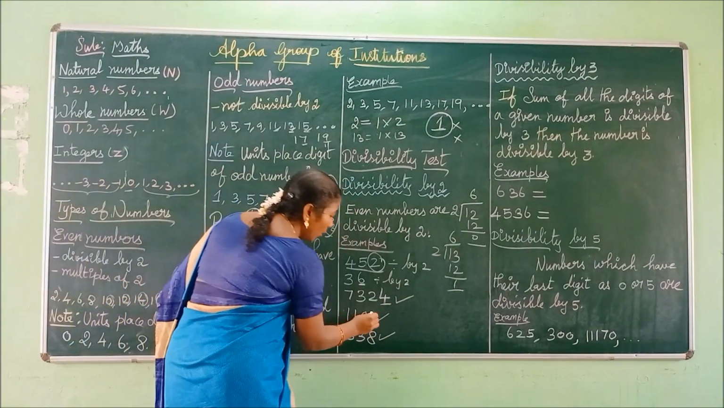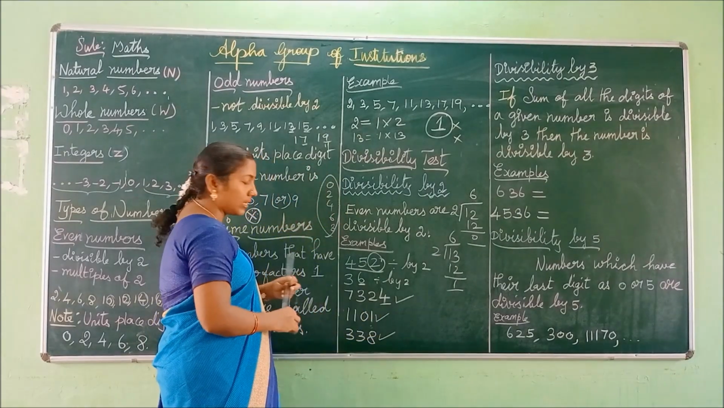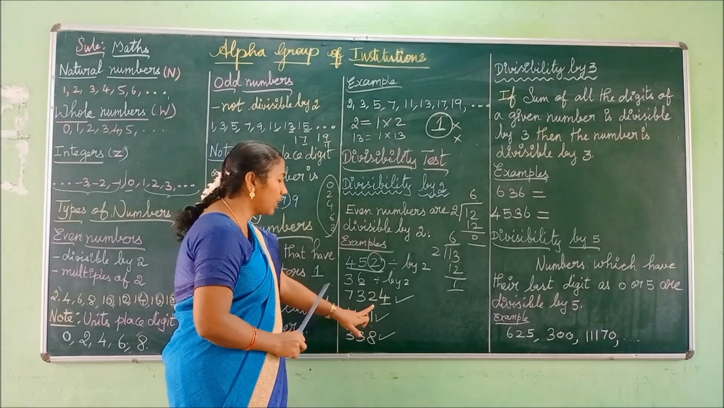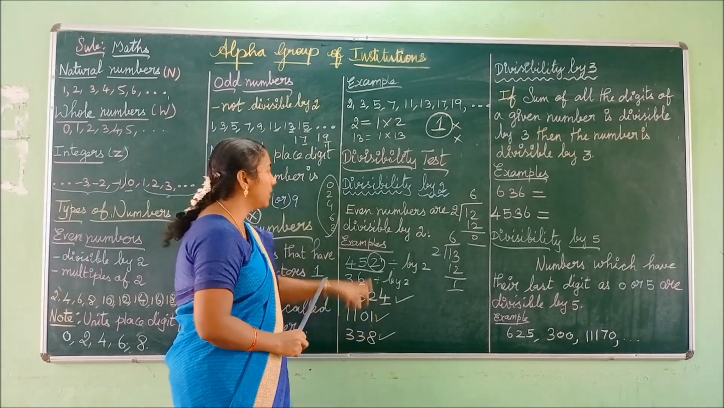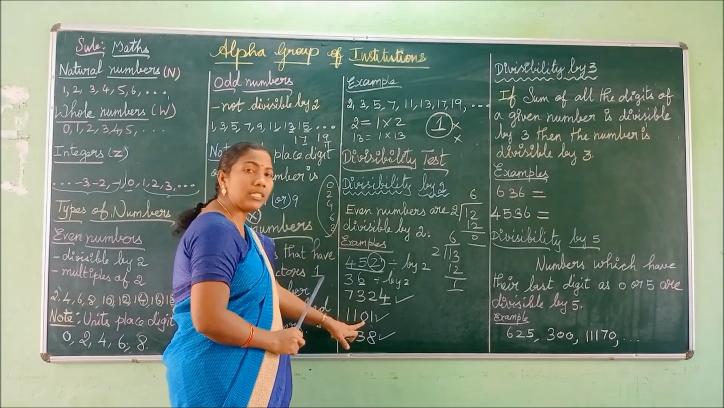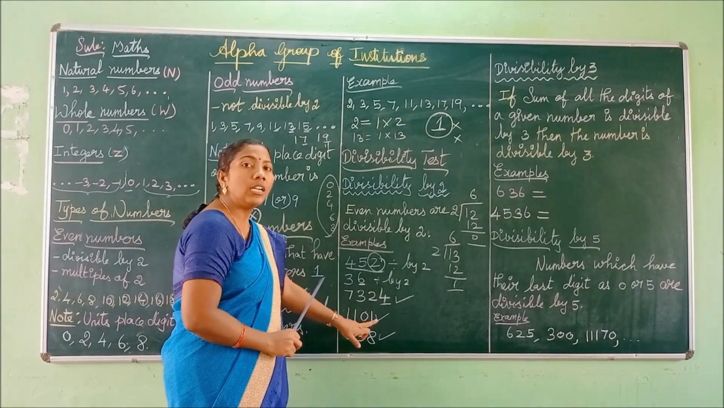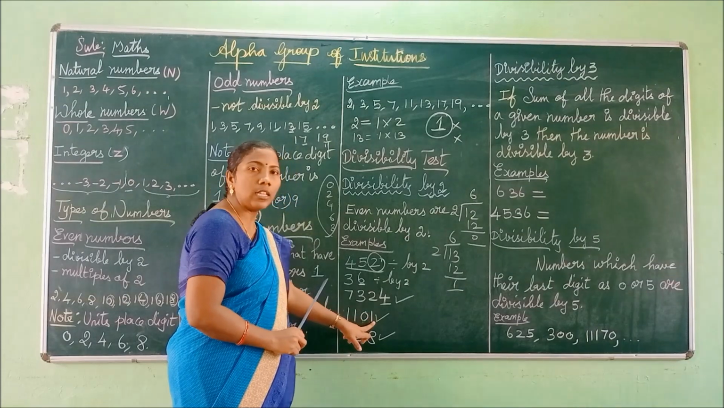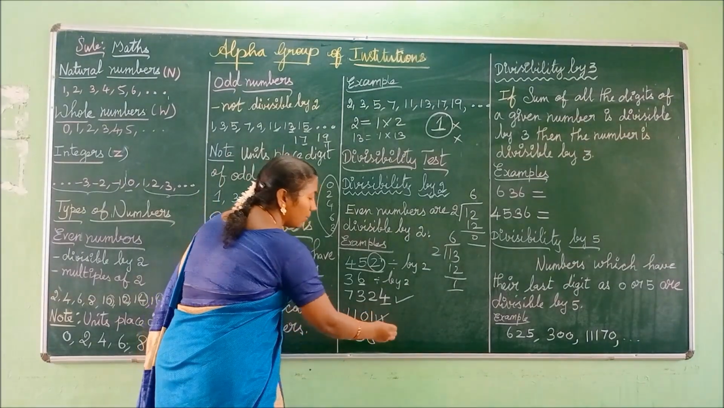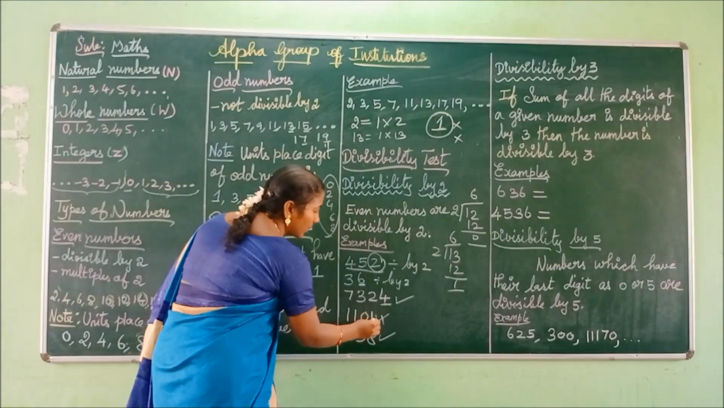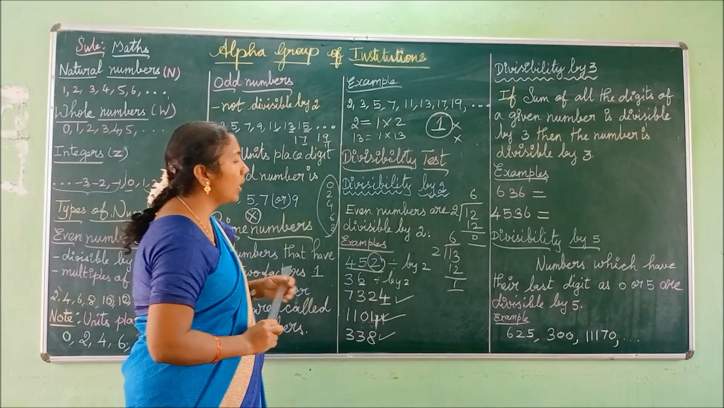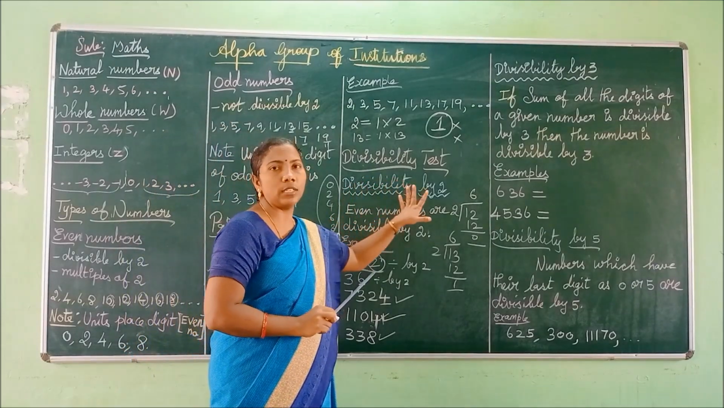Suppose I add 1 here. Now can we say 1101 is divisible by 2? No, because it ends with 1. Only numbers ending with 0, 2, 4, 6, 8 are even numbers. This is an odd number, so it is not divisible by 2. We can divide this number by 2, but we can't get the remainder 0. Suppose you write 4 here, then it is divisible by 2. I hope you all understand the divisibility test of 2.